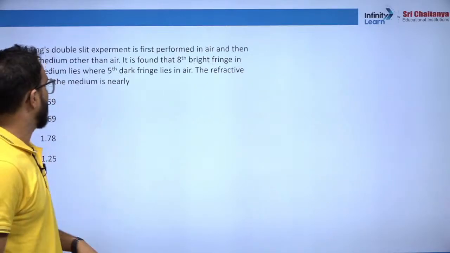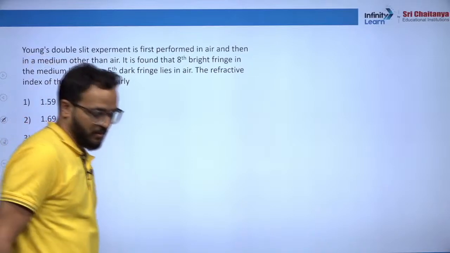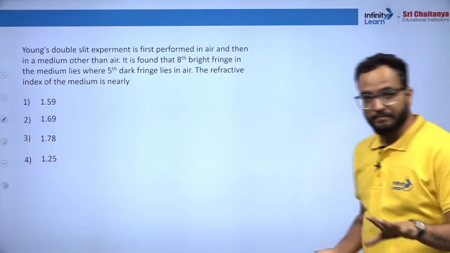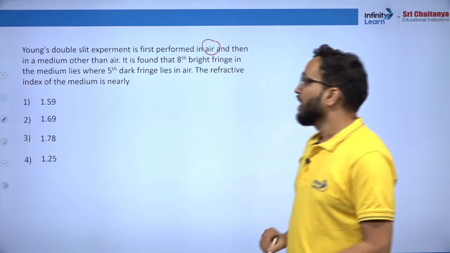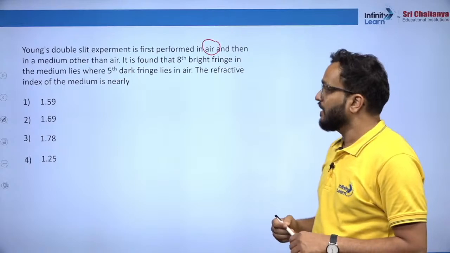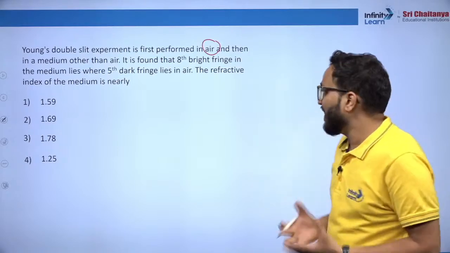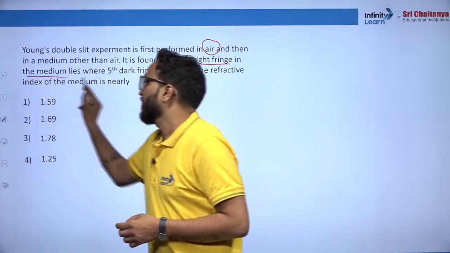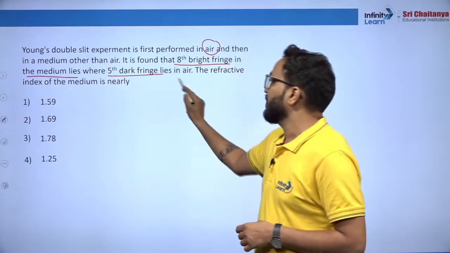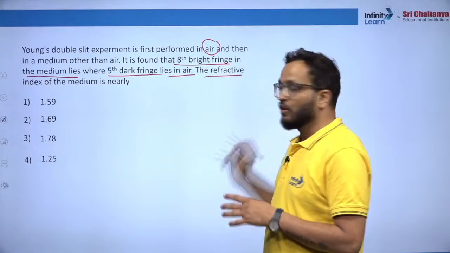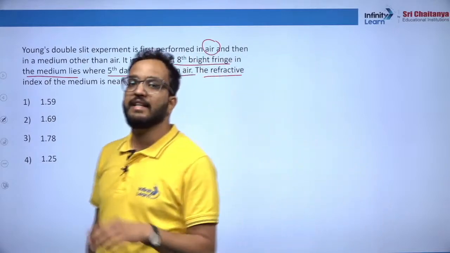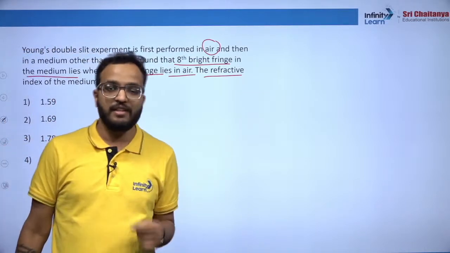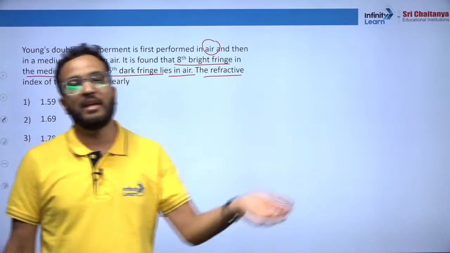Let's move on to the next question. Young's double slit experiment. So they are saying a Young's double slit experiment is first performed in air, and then in a medium other than air. It is found that the 8th bright fringe in the medium lies where the 5th dark fringe lies in air. So what happens if you perform the YDSE in some other medium? The only difference that takes place is the wavelength changes. From lambda it becomes lambda upon mu.